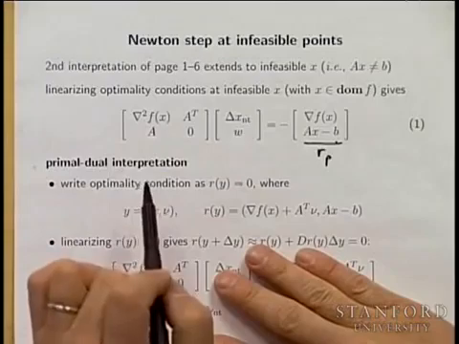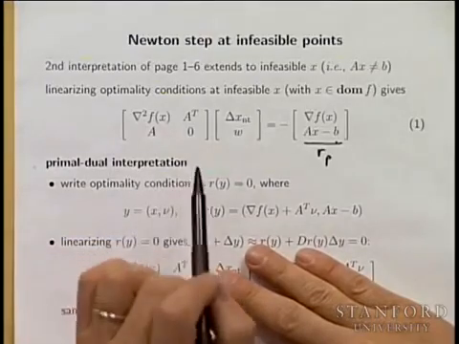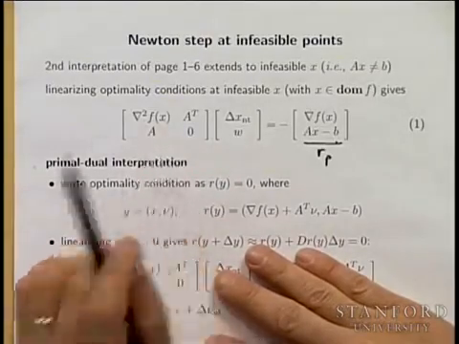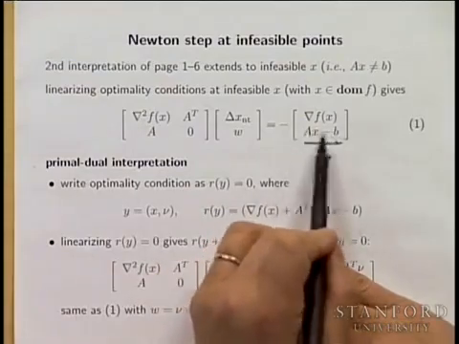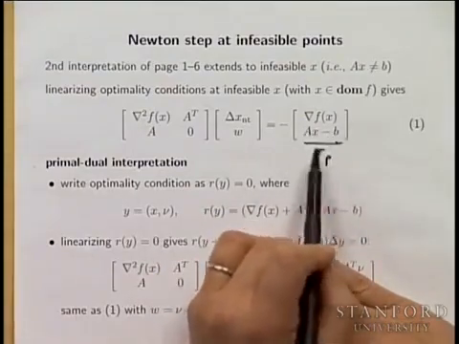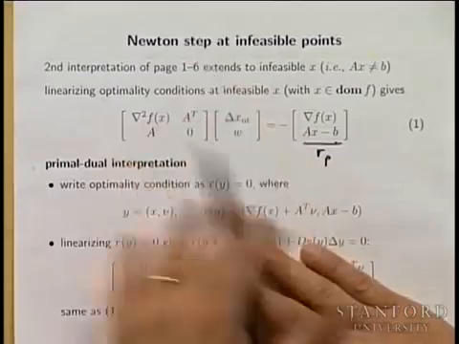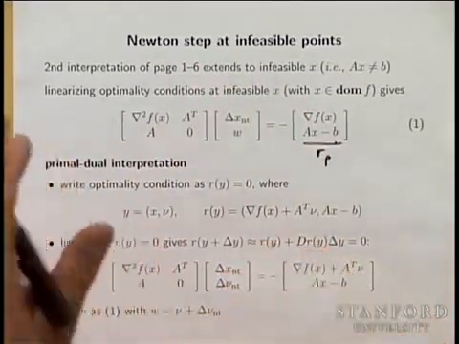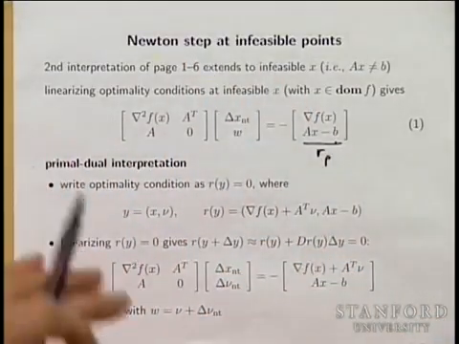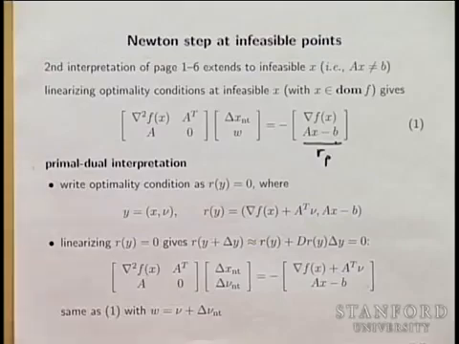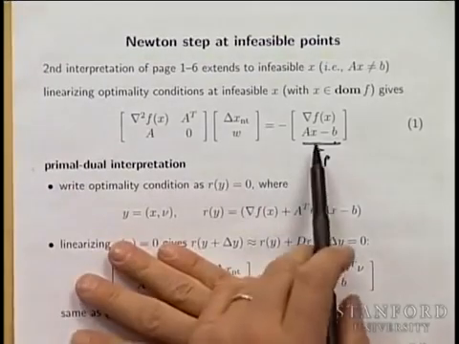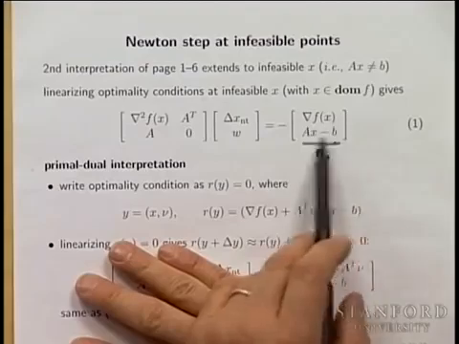So here, the way it works is this. You simply linearize the optimality conditions, and you get a set of equations that look like this. By the way, if you're feasible, this is identical to the Newton direction for a feasible point, because in that case, the primal residual is 0. So whatever this is, this Newton step at an infeasible point is a generalization of the Newton step when you're feasible. However, it allows a non-zero residual here.